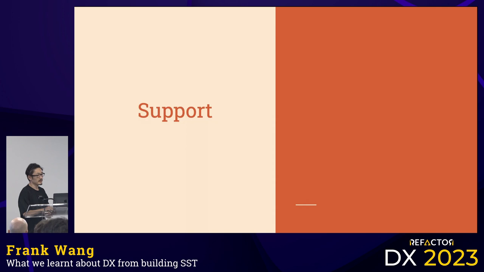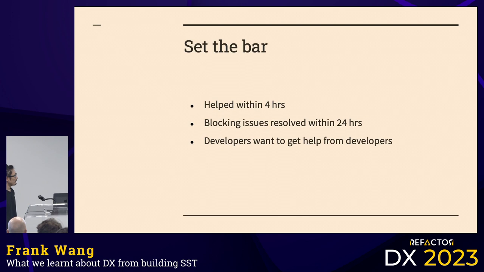For support, support is a big area. We have about 5,000 people in our Discord. Usually for open source, people have the expectation that it's not a paid service. They feel the team is not obligated to respond to them. So we want to set a bar: everyone that asks a question, we want to respond in 4 hours. Any blocking issues need to be resolved in 24 hours. It's nothing crazy, just what you would expect from support from any paid service.